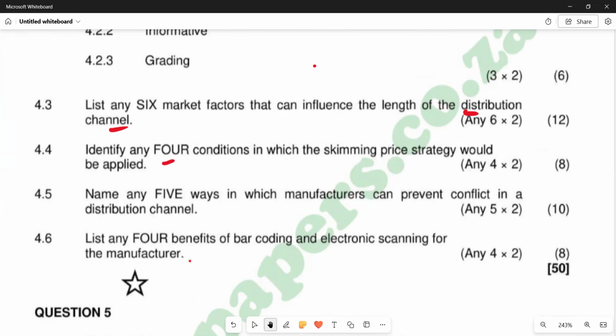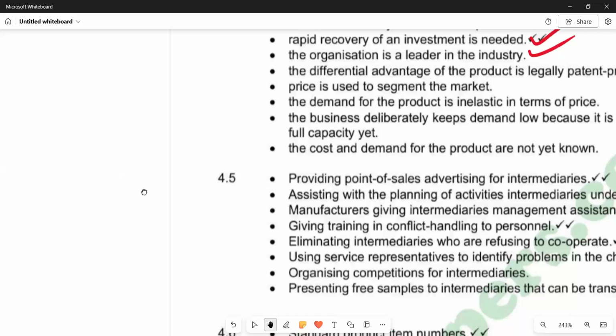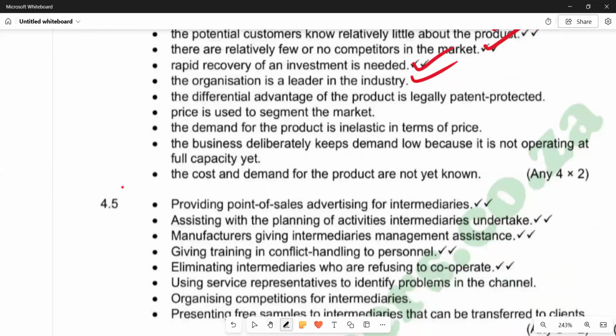So 4.5, name any 5 ways in which a manufacturer can prevent conflict in a distribution channel. Whenever there are conflicts, we are seeing there are disagreements that are emanating from the distribution channel. Within that context, the first point is providing point of sales advertising for intermediaries, also assisting with the planning of activities intermediaries undertake, manufacturers giving intermediaries management assistance, giving training in conflict handling to personnel, eliminating intermediaries who are refusing to cooperate. So these are basically the points that we have.